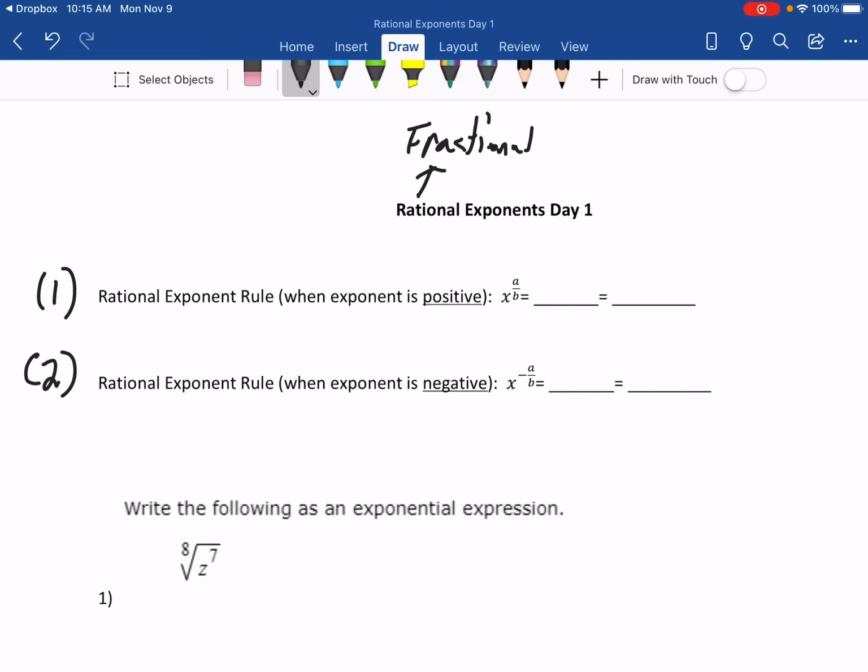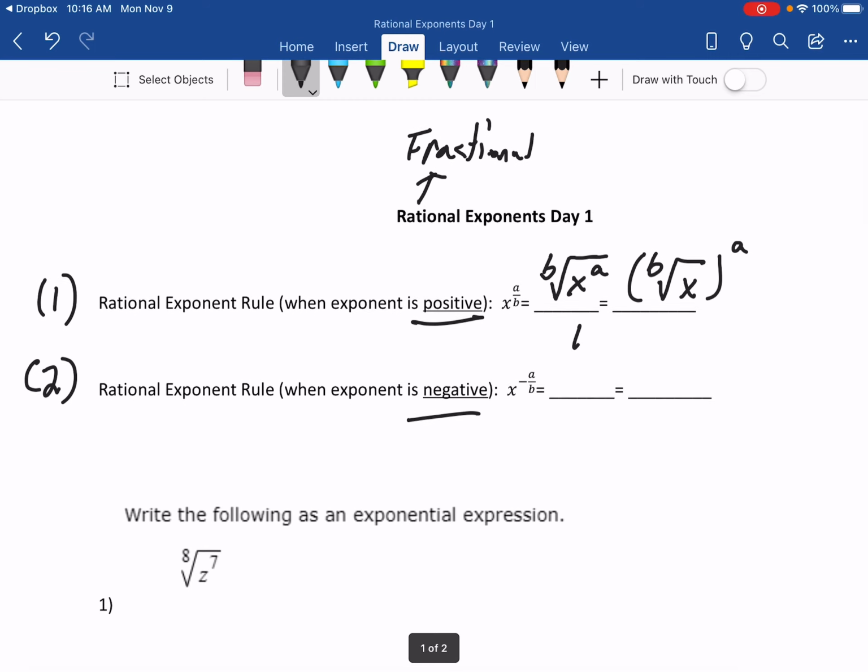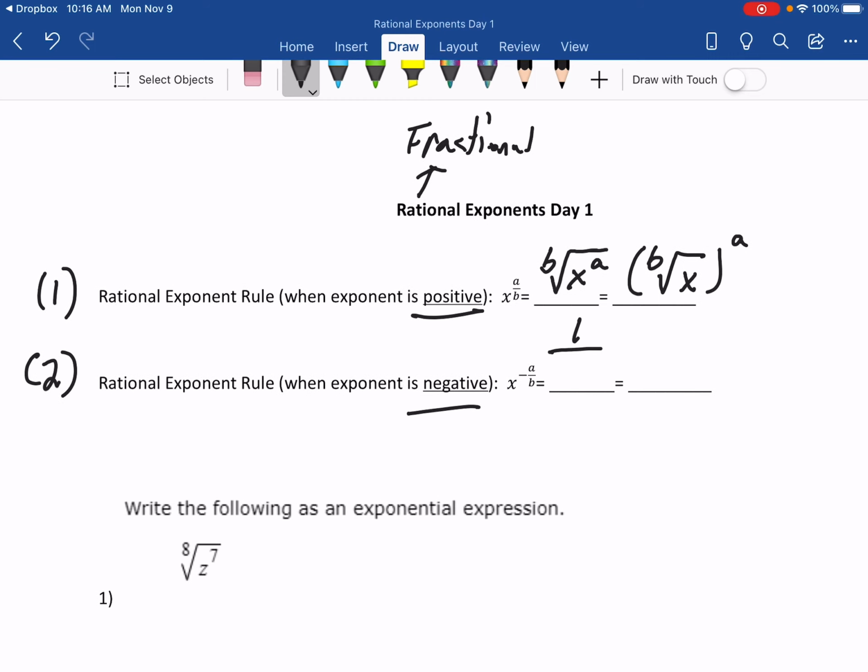That's going to be equal to the bth root of x to the a, with the a inside the root, or equivalently, the bth root of x all raised to the a power. So the denominator of the fraction in the exponent tells you the root that you're working with. Okay? So that's when the exponent's positive. When the exponent's negative, you should remember for negative exponents we flip. So it's going to be just 1 over the rule from above.